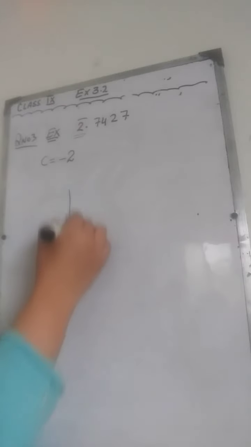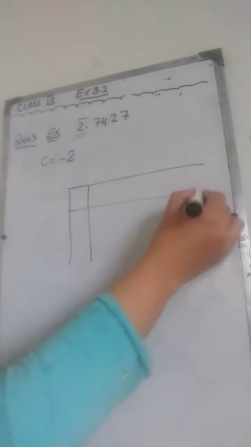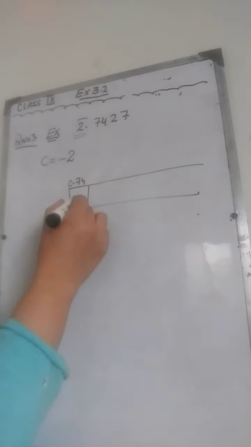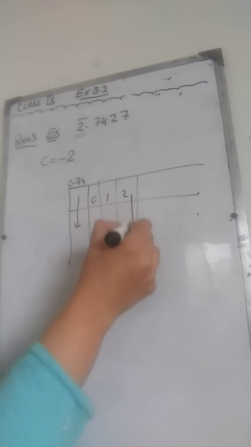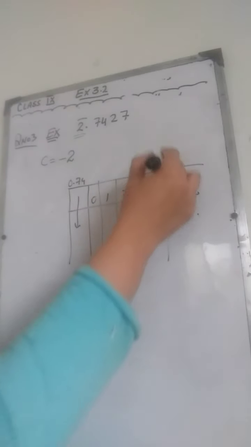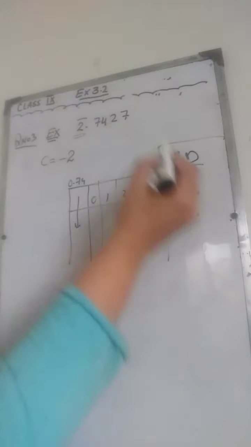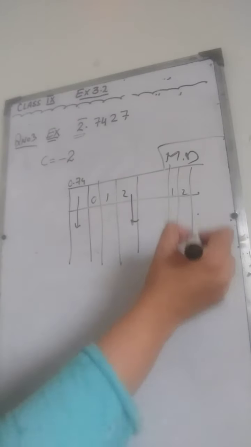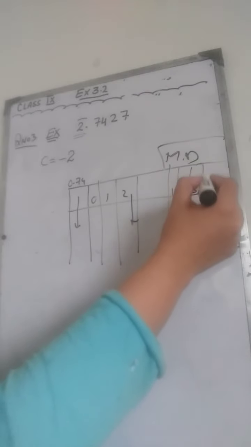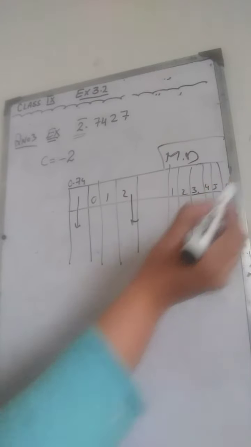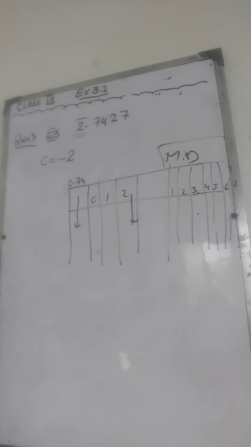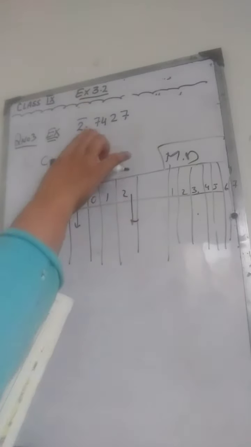The way of looking at the table will remain the same. What you are going to do is find 0.74 from this column and then move vertically downwards in this column, because it's 2 over here. Then in the mean difference column, you are going to move vertically down from the column whose heading is written as 7. So first of all, we are going to find 0.74.